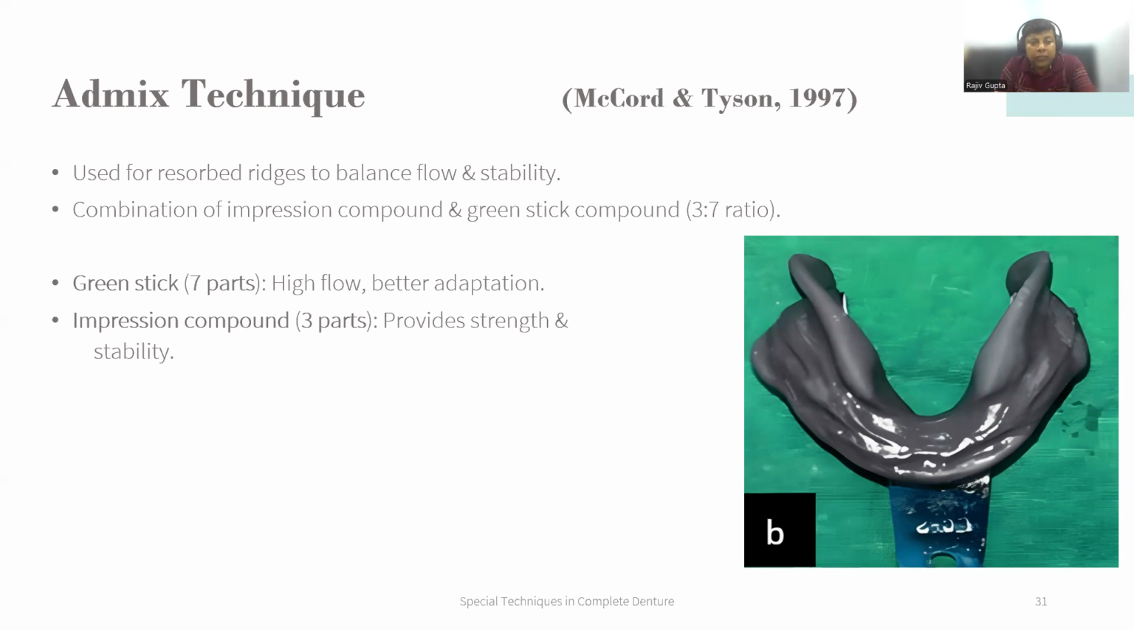It is the most commonly used technique in this. Basically, it is used for resorbed ridges to balance flow and stability. So in this, we are using a combination of two different materials. One is your conventional impression compound, and another is your green stick, in the ratio of 3:7. So when we talk about 10 parts, 3 parts is impression compound, and 7 parts we have to take of green stick. The green stick, 7 parts, allows you a higher flow and better adaptation, and the impression compound gives you strength and stability.